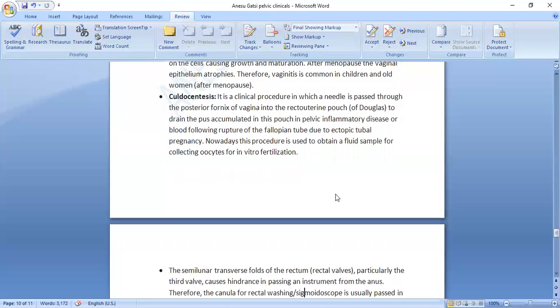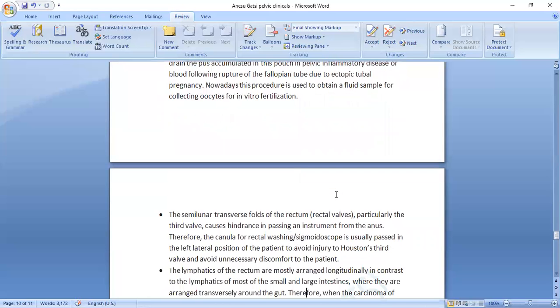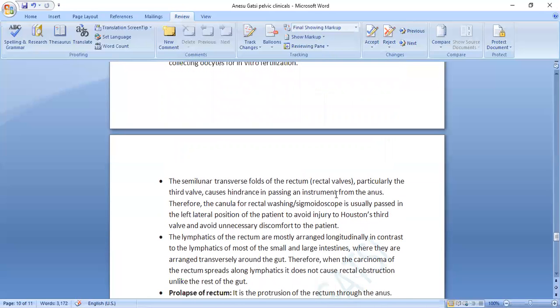Then we'll end with talking about the rectum and anal canals. So normally we have 3 semilunar transverse folds of the rectum that are formed by the mucous membrane and the circular layer of the muscular layer. So you find that we find 3, right? The third valve is the one that is more important. These semilunar transverse folds are also referred to as rectal valves. This third valve, which happens to be the larger one, is known as Houston's third valve, and it is important.